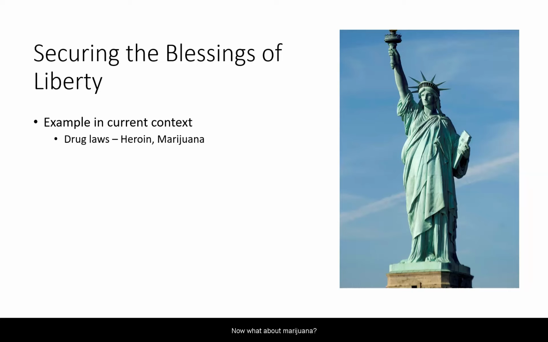Now, what about marijuana? This is a good example of how our liberty is defined in concrete terms through debate about what our community standards should be. For a very long time, most people placed marijuana in the same category as heroin, as a dangerous drug that should obviously be restricted by government.